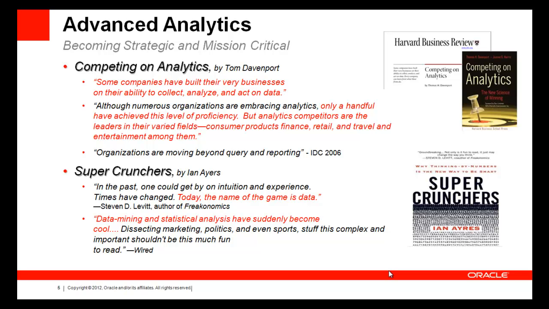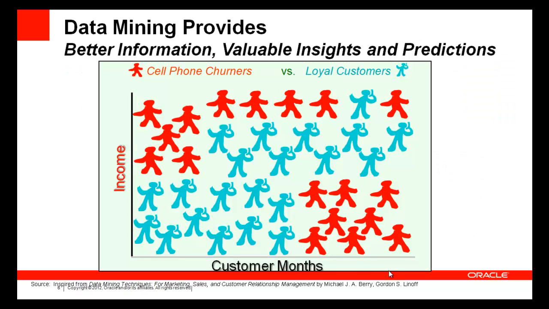And there are a couple of books that are great reading out there for those of you wanting to read up a little bit more on this. The Competing on Analytics book written by Tom Davenport and Jeannie Harris is a great one. You can also just Google for the Harvard Business Review original article on that. And that's about an 11 or 12 page document that really summarizes the topic. And it really talks about how some companies have built their very businesses on their ability to collect, analyze, and act on data. And it goes through a number of different examples. The Super Crunchers book is also a great read, and I highly recommend both of these books.